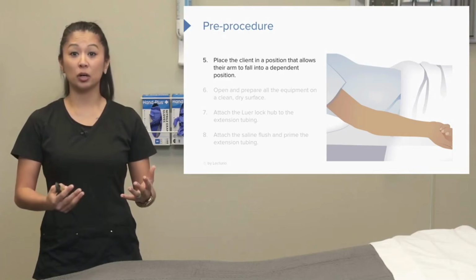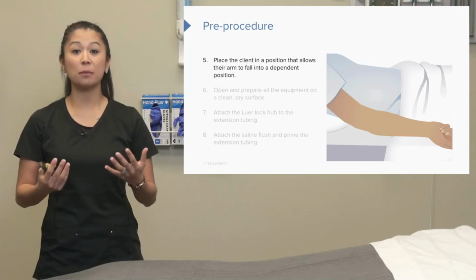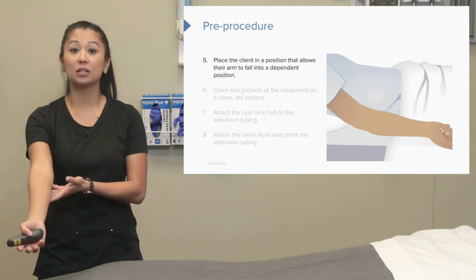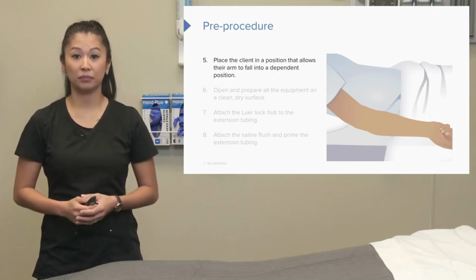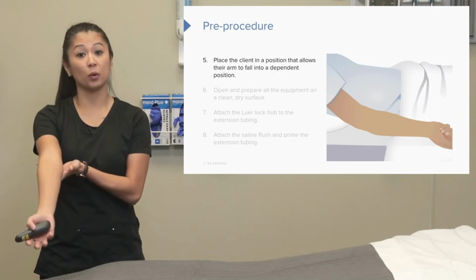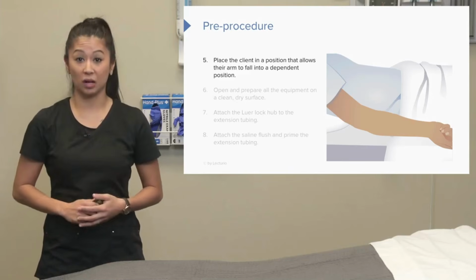So once we've done that, we've provided privacy, done hand hygiene, and explained the procedure to the patient, we want to position our patient. It's good to place the patient's arm in a dependent, comfortable position. Sometimes we may want to support their arm with a pillow if that's also comfortable for the patient.